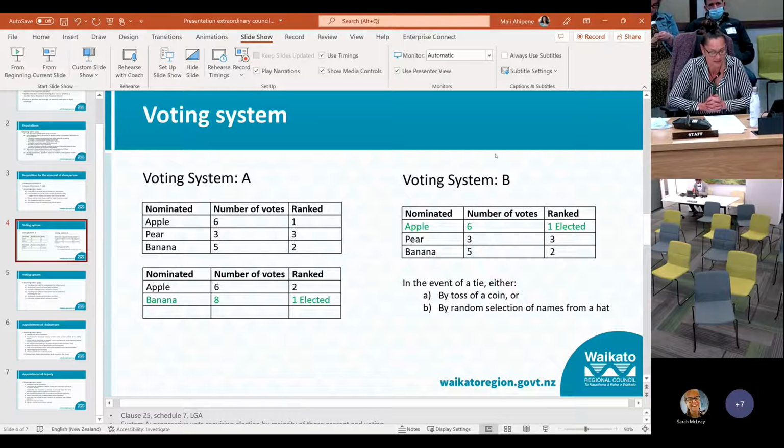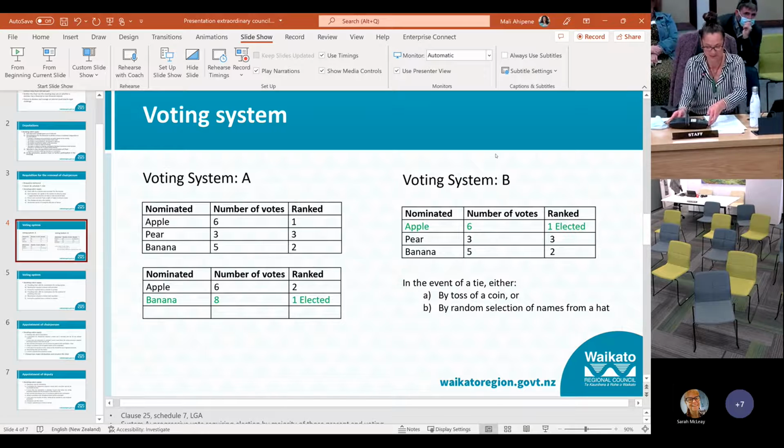First of all, System A allows for a progressive vote requiring election by a majority of voters present and voting, with the person receiving the lowest votes being excluded from further rounds until a majority outcome is reached. Whereas System B provides for election of the person receiving the highest votes in one round of voting only. So for System B, the person is elected or appointed if he or she receives the most votes in that one round. And this slide on your screen provides an example of both systems.